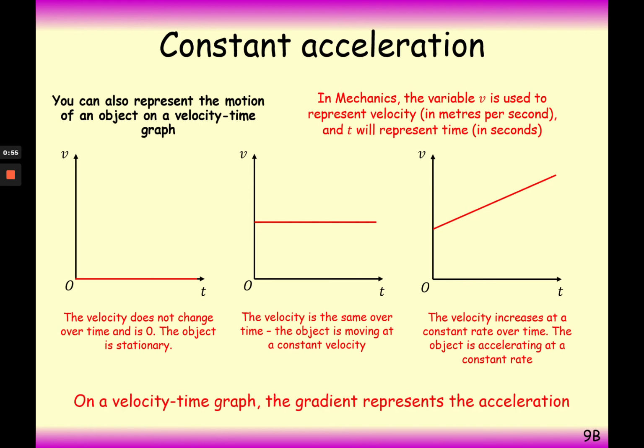So in velocity time graphs, the gradient represents the acceleration of the object. The other important thing to remember from GCSE is that the area underneath the graph represents the total displacement.